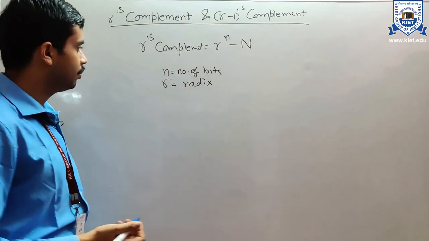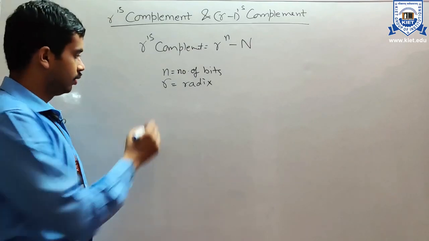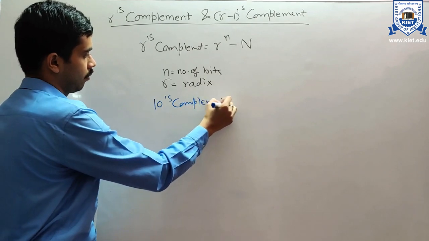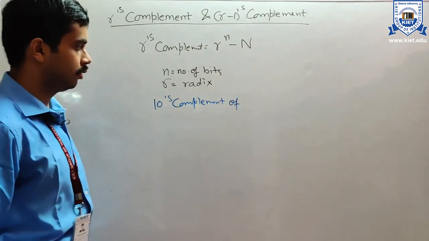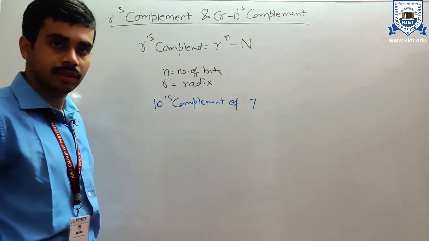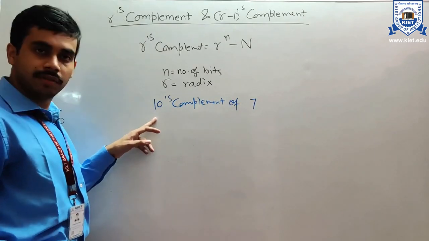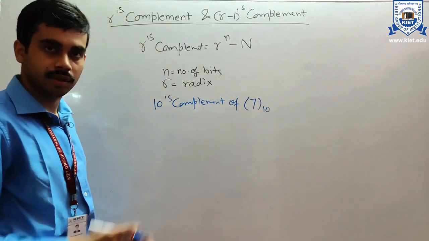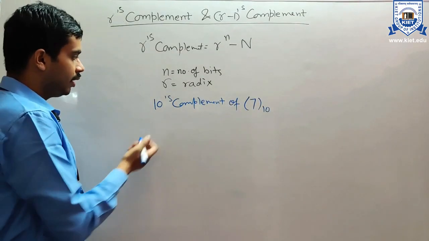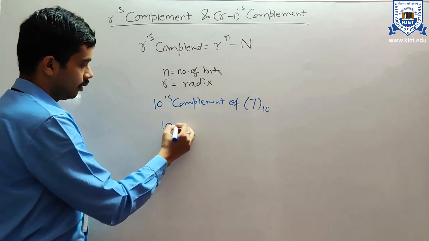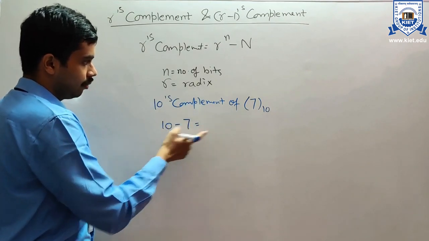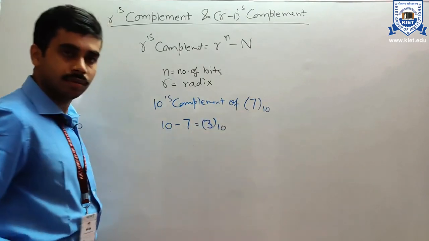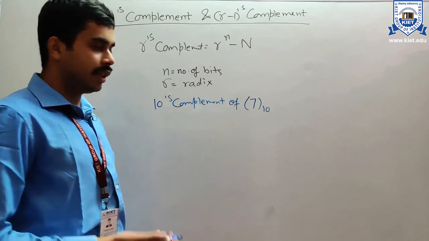So for example, we have to take the 10's complement of 7. 10's complement means the base will be 10, it is a decimal number, and 7 is a decimal number. So the 10's complement of this will be 10 minus 7, because it is a 1 bit number, and that will be 3 base 10.